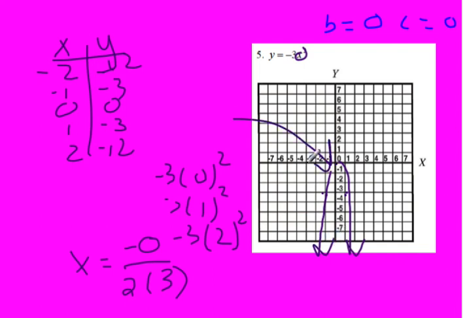So again, since the a is less than 0, my vertex is a maximum. And now notice that the vertex is the maximum of the parabola. It doesn't get any higher.